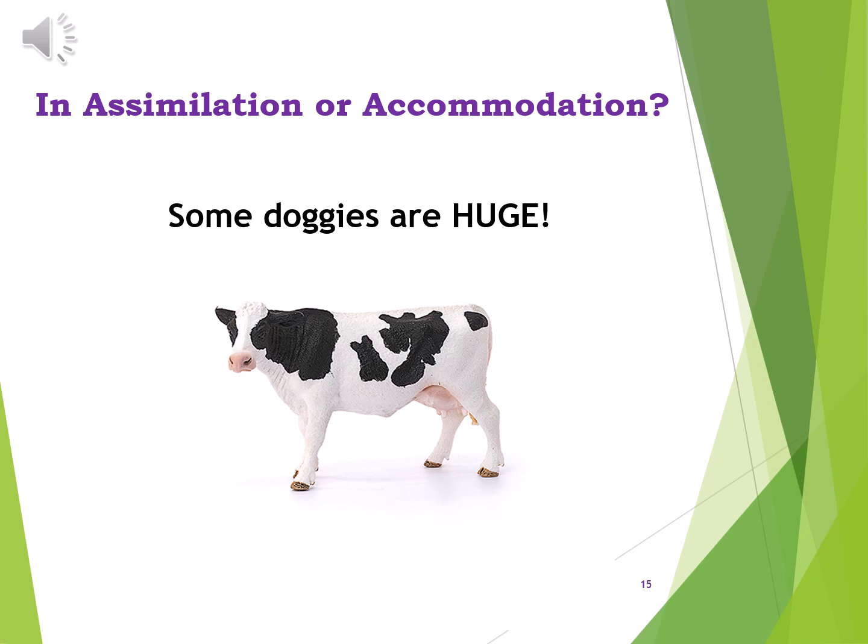So in this example, the child just added on a little bit more information. Doggies have four legs, and some doggies are huge. So it might be incorrect, but this is the child's view, and it is an example of clearly assimilation. Later on down the road, they might realize that cows are different than doggies, but that's not on the slide. It's down the road for that child.